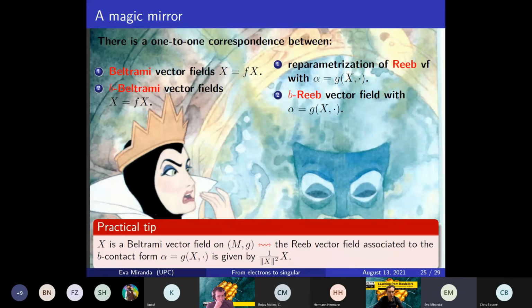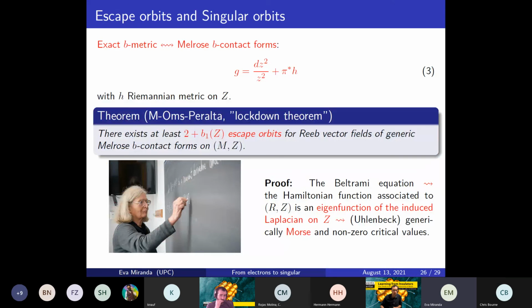We did it by hand with Cédric and my colleague Daniel Peralta-Salas by using an interesting correspondence between contact geometry and fluid dynamics that I will not go into. But essentially, if you want to say something about the Reeb vector field, you can use strategies from Beltrami vector fields. And what's interesting is that this Hamiltonian function is an eigenfunction of the Laplacian. This was giving you important information: that at least you have this number of escape orbits whenever you have a particular situation.